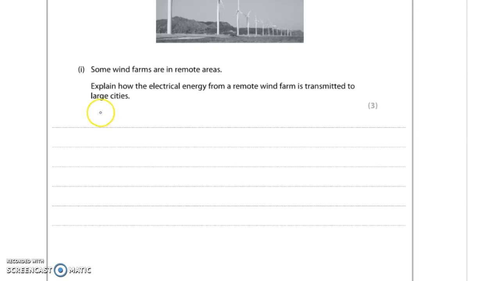And looking at the next question, okay, how do we get that electricity from the remote wind farm to large cities? The first thing that sprung into my mind is the national grid. So there we go, that's my answer. That's not going to score very highly though, is it? Because look, there's 3 marks here, okay, and I've only said one thing. So they're obviously looking for a bit more than this.